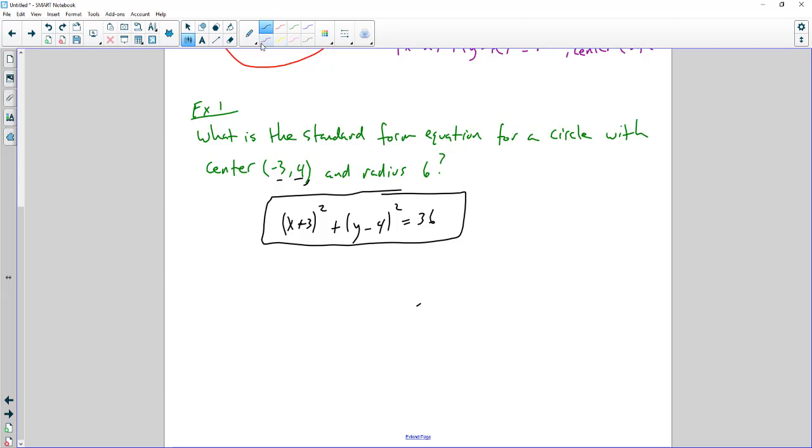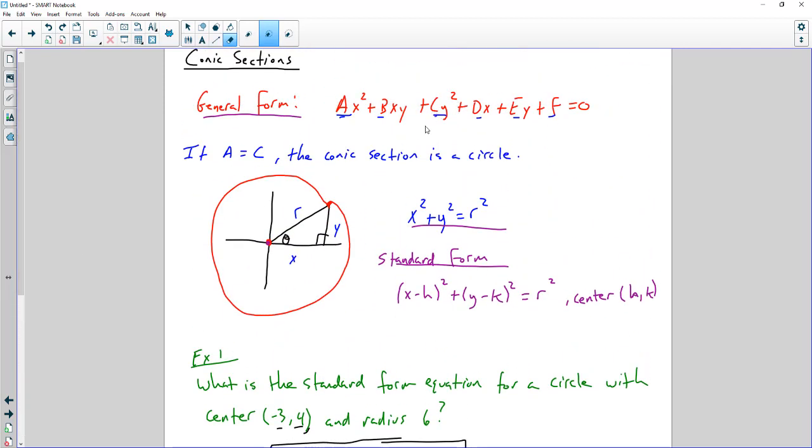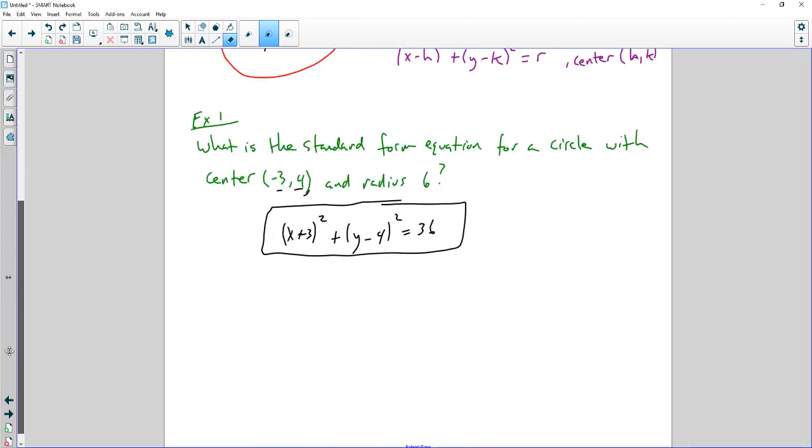So what I'm going to do now is show you how to write this in the general form. So this is the standard form. If you recall, the general form I wrote up here is this guy. So how are we going to convert from standard form to general form? Well, I will show you how this can be done, okay?